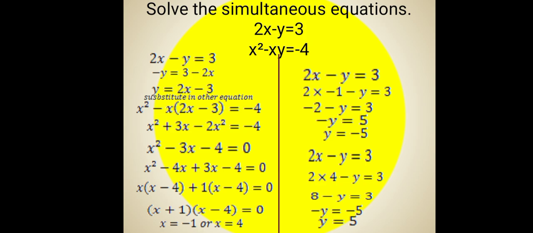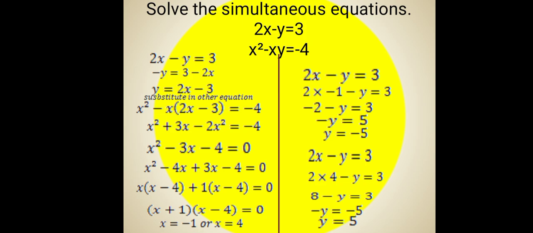Solve the simultaneous equations. Now here we shall use the first equation to make y the subject of the formula. When we have found y is equal to 2x minus 3, we substitute the value of y in the next equation, x squared minus xy is equal to negative 4, and then we solve and we find the answer is x is negative 1 or negative 4.